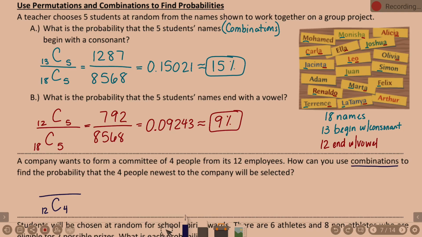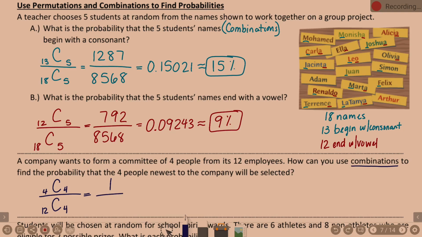Now, what about on top? We want to find the 4 people newest to the company. That means how many people? 4. And how many of them are you trying to pick? 4. So it's 4C4. If order doesn't matter, and you've got 4 people, and you're trying to pick them 4 at a time, what is 4C4? 1. Over 495. 12C4 is 495.